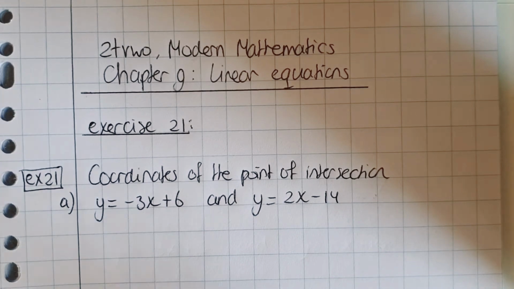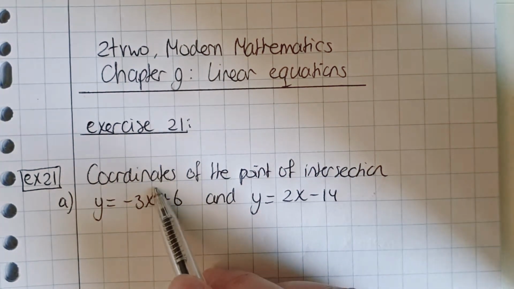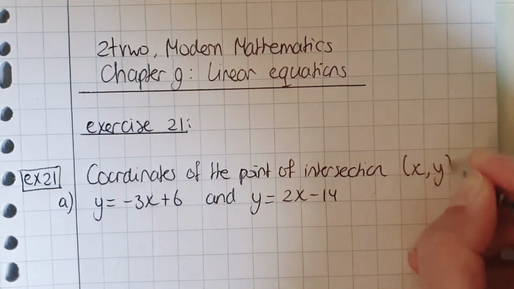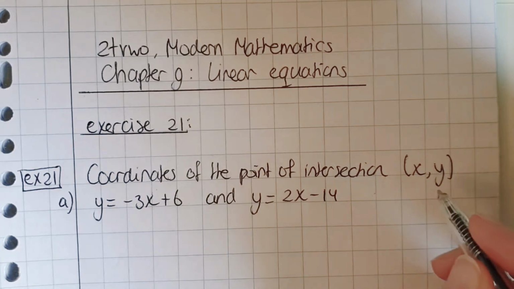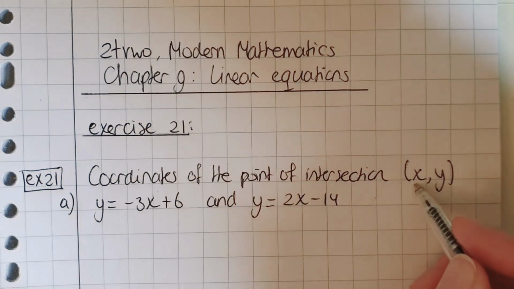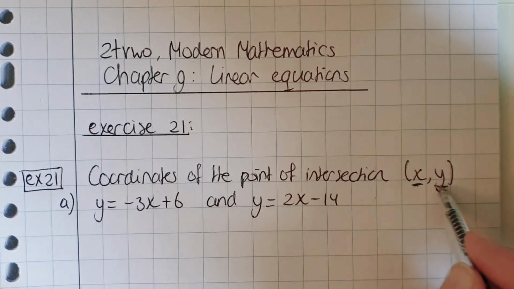Well, what you have to know here is what your goal is. You have to calculate the coordinates of the point of intersection, and coordinates have an x-coordinate and a y-coordinate. So it has to look like this in the end. First I will calculate the x-coordinate, and then by filling it in, when I know the x-coordinate, I fill it in, and then I know the y-coordinate.